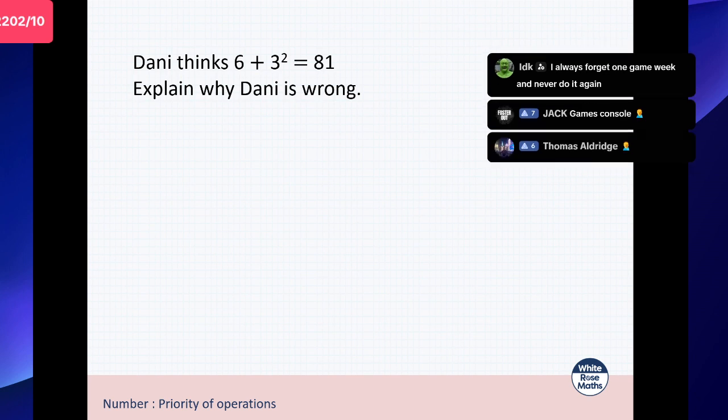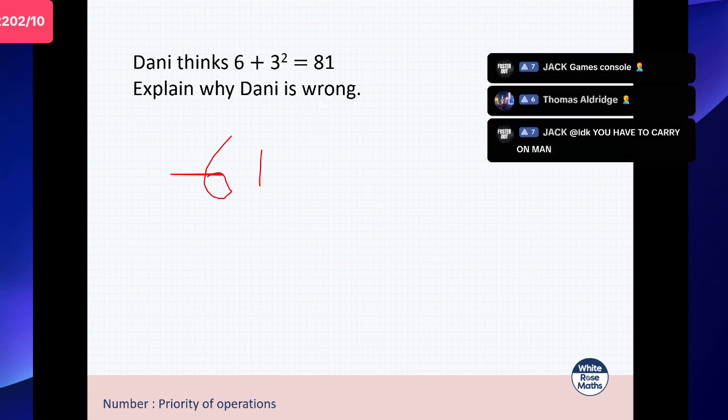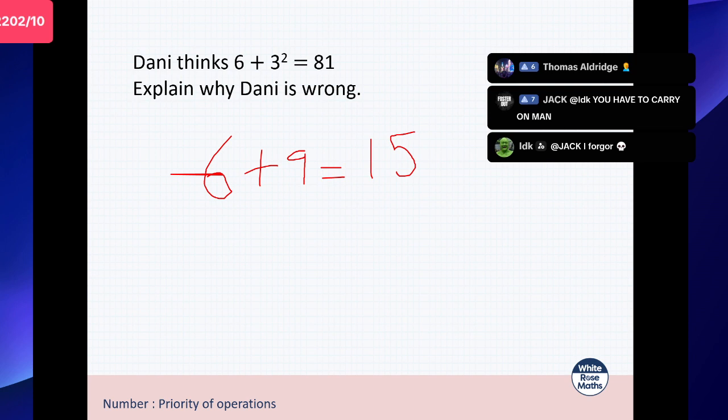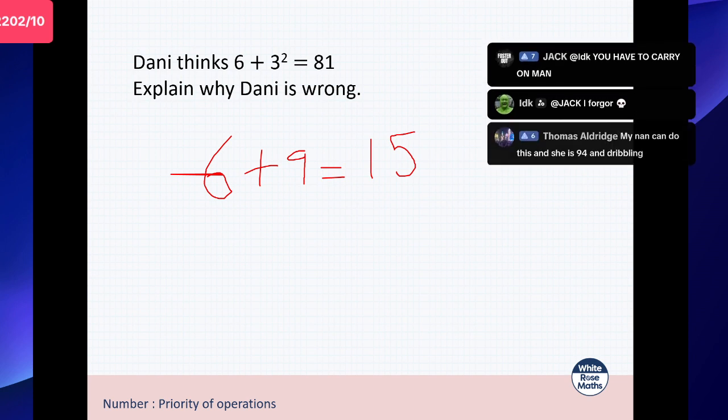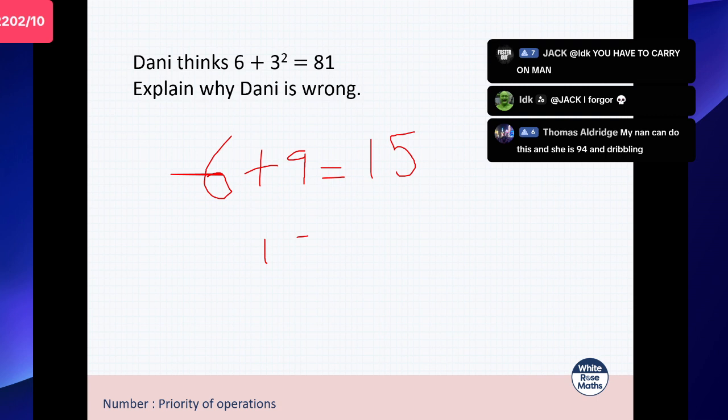No, fair enough. Right, Danny thinks 6 plus 3 squared is 81. Explain why Danny is wrong. Because 3 squared is going to be 9. Okay, 6 plus 9, which is equal to 15. Okay, 15 doesn't equal 81. So, yeah. Danny is wrong.